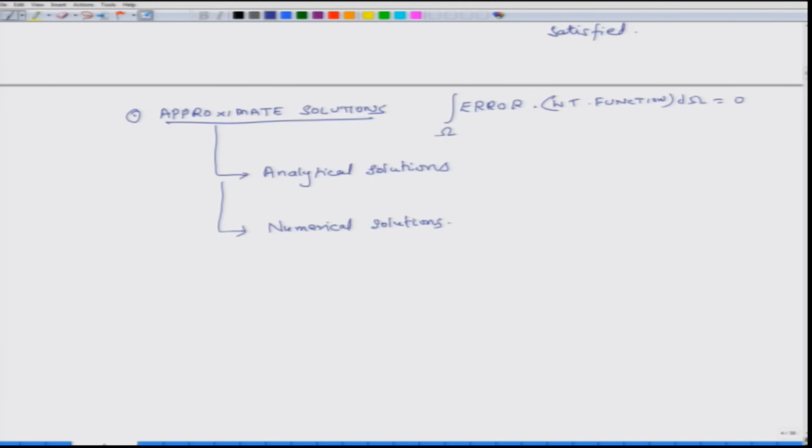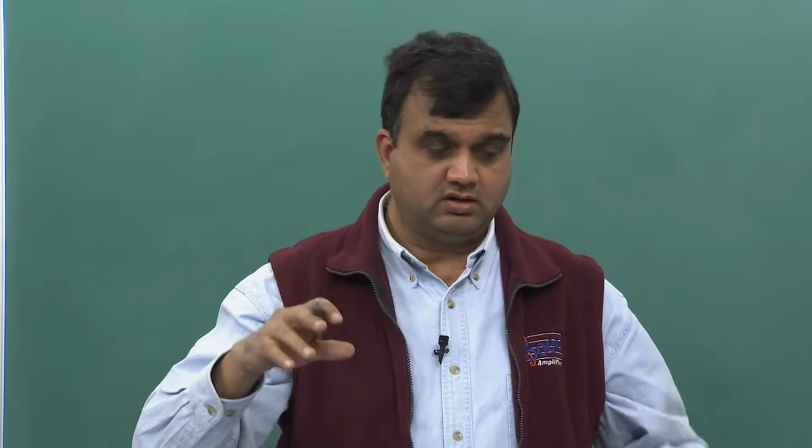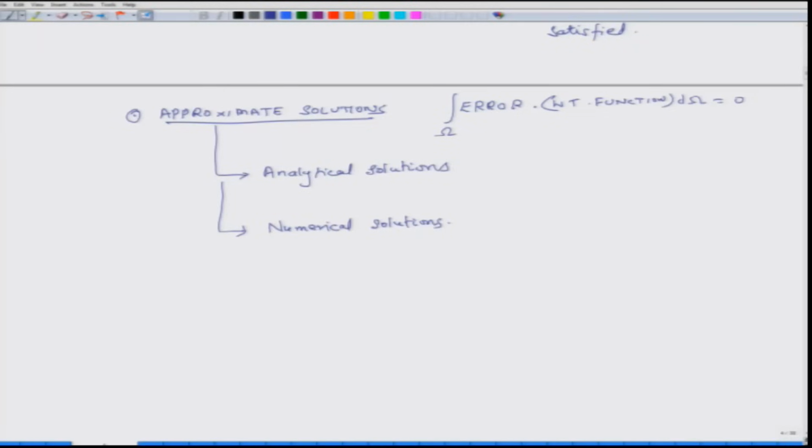So if I integrate this error in a weighted sort of way, and I will use this term weighted again and again, and slowly it will become more and more clear to you what it means. In a weighted sort of way, if I integrate this error over the domain, which means the region of interest, then that error is going to be 0.